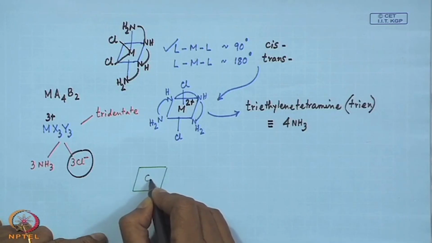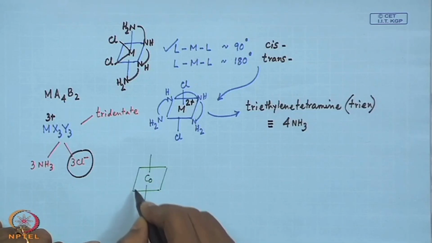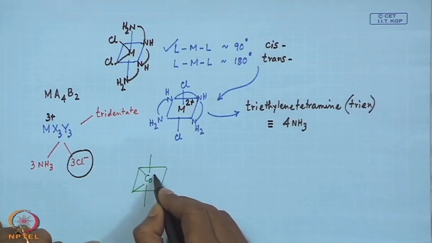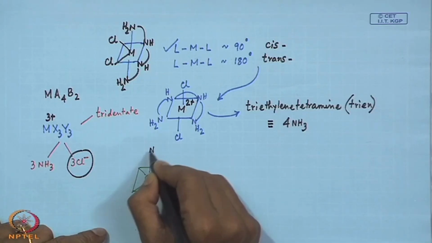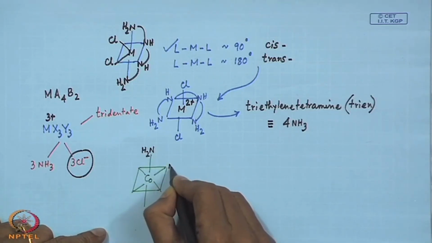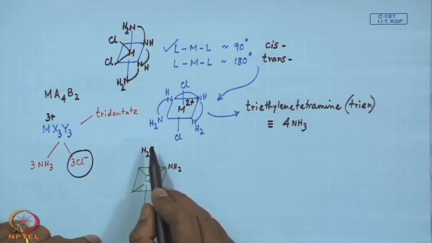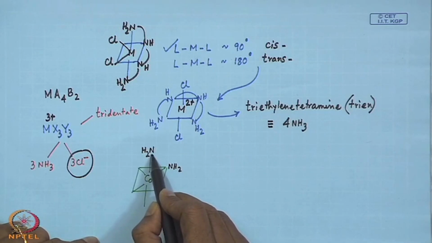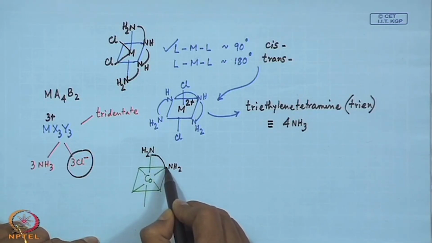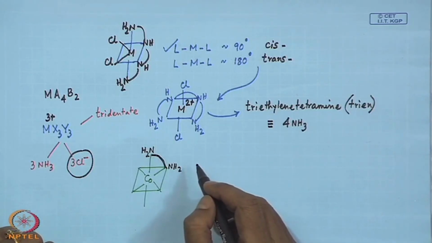Similarly, if we have the cobalt center, which is going to form 6 bonds, and we have the ethylene diamine, so this is coming from above the square plane and this is the backside of that particular plane, that means the plane of the paper. So we have this arrangement, that means one binding of this NH2 group.